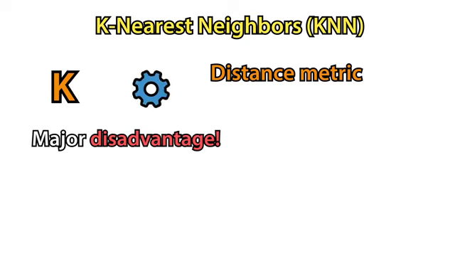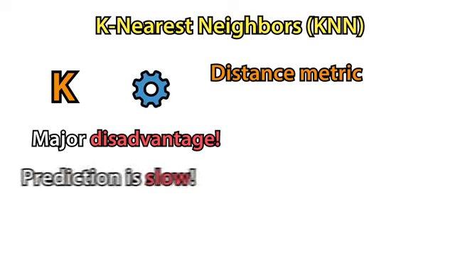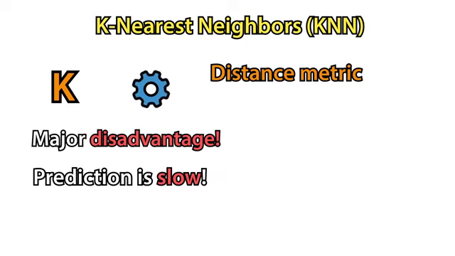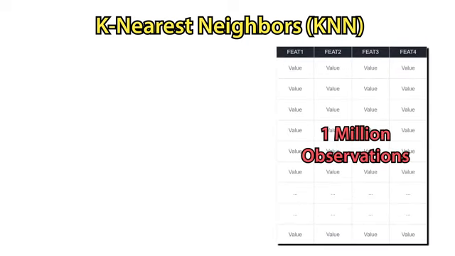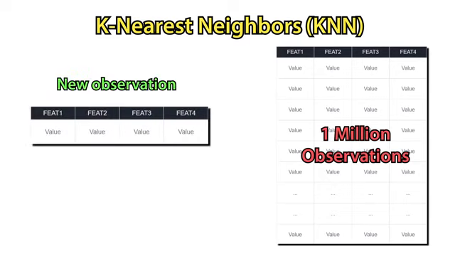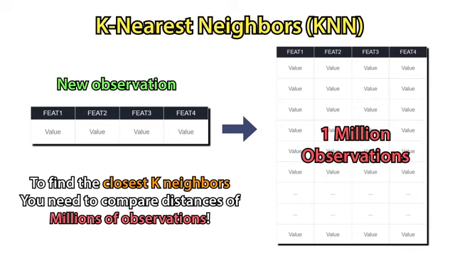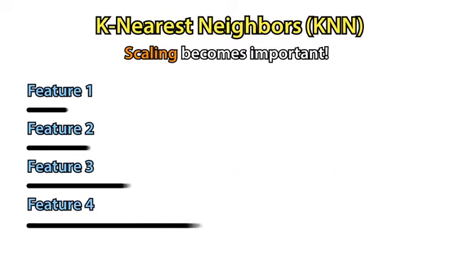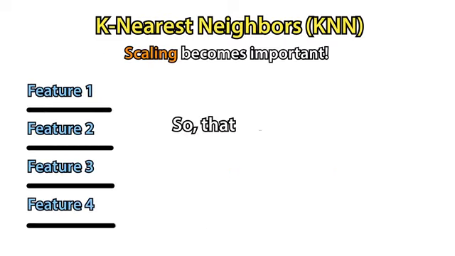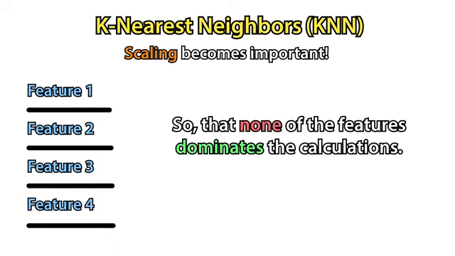One major disadvantage of KNN is that each prediction becomes computationally expensive, especially when you have a large data set. Imagine having millions of observations, and for each prediction, you need to calculate the distance from it to the other 1 million data points. It becomes very inefficient for large data sets. Additionally, since it relies on distance calculations, you need to scale the data to treat all features as equally important.